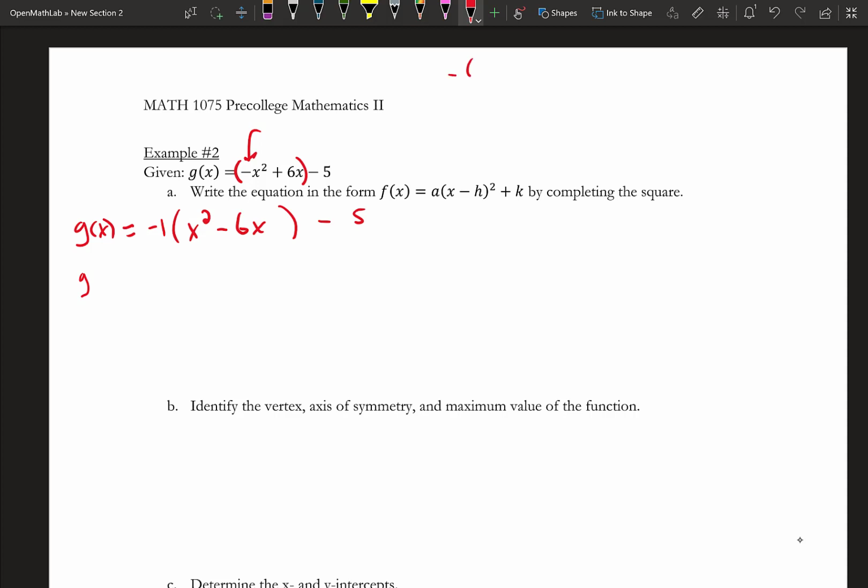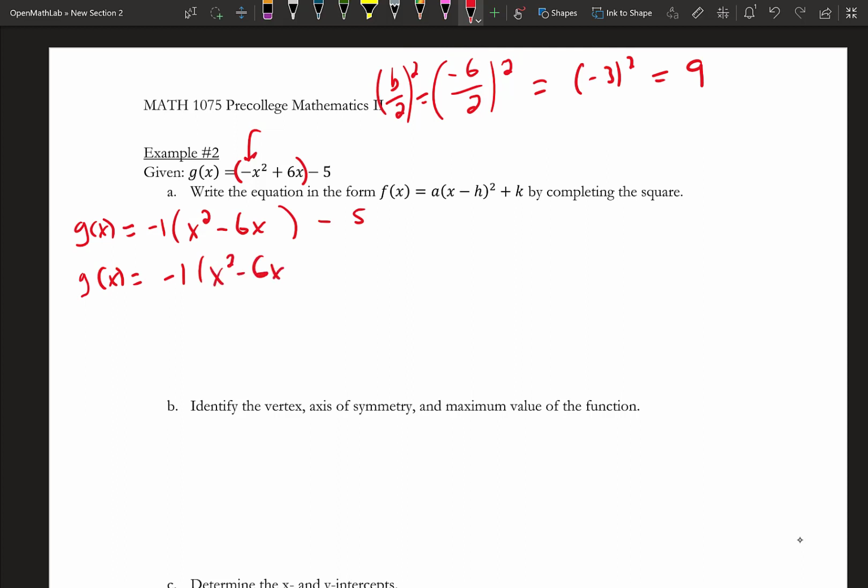So I need to take -6 divided by 2 quantity squared, because that's my b divided by 2 quantity squared. So that's going to be -3 squared, which is 9. So this would give me g of x equals -1 times x squared minus 6x plus 9 minus 5.